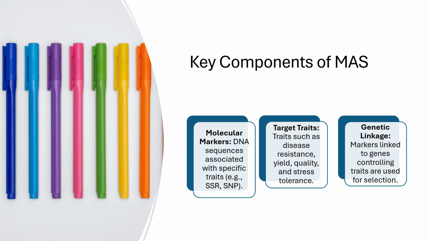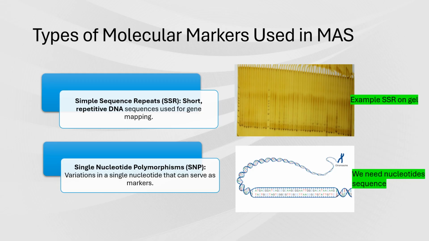Simple sequence repeats, SSRs, also known as microsatellites, are short, repetitive DNA sequences, typically 1 to 6 base pairs in length, that are scattered throughout the genome. These repeats are highly polymorphic, meaning they vary significantly in the number of repetitions among individuals within a species, making them valuable markers in genetic mapping and breeding.